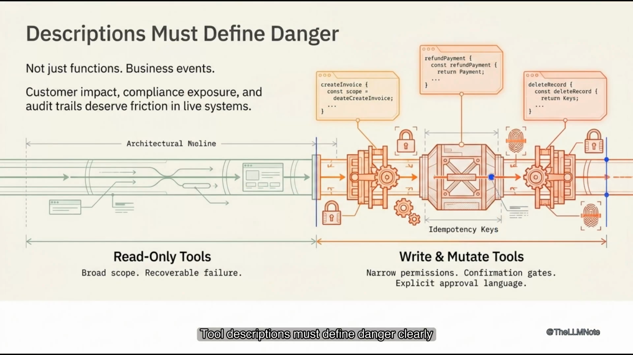Tool descriptions must define danger clearly. Read-only tools can be broad in scope. Failure is usually recoverable with these tools. Write tools need narrow, precise permissions. They require confirmation gates to prevent errors. Idempotency keys help avoid duplicate actions. Explicit approval language is essential.